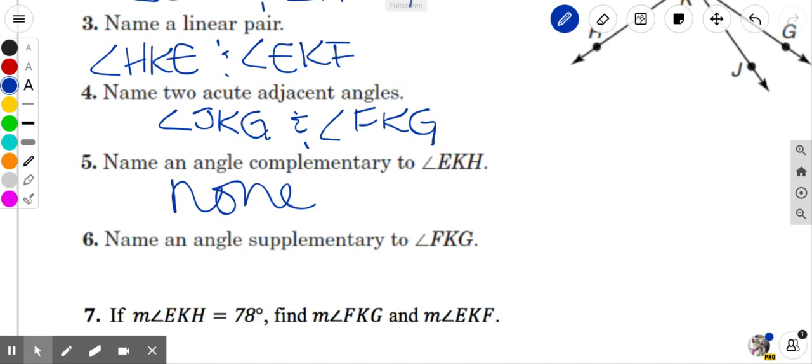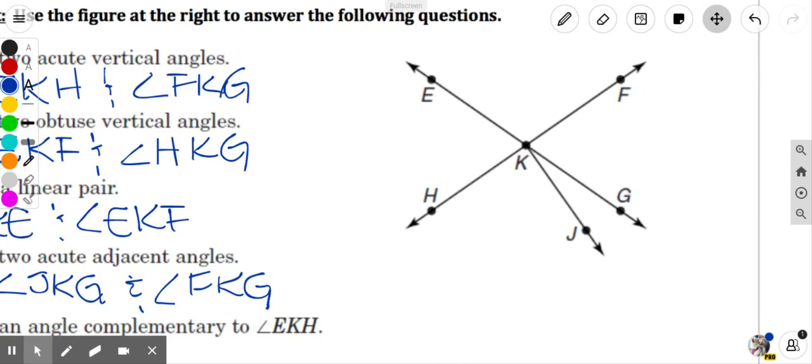Oh, actually, I just realized this specifically said an angle complementary to EKH. EKH, yeah. Still, same thing. There's not enough information to determine that.